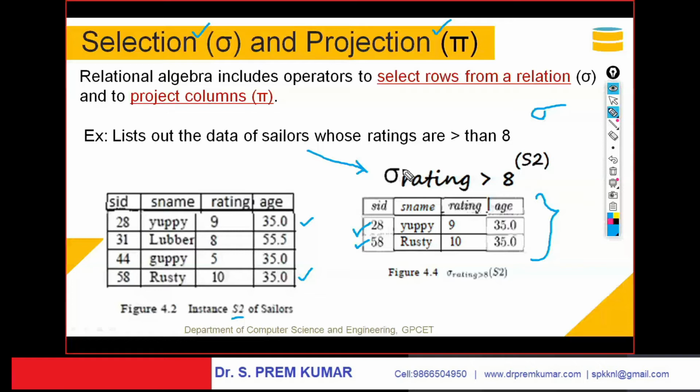This is what you need to focus on. This is called the selection operation. Select rating greater than 8: you get all the rows whose rating is greater than 8. So here, sailor ID 28 and sailor ID 58, these two rows only you will get. These two tuples you will get, the reason being their rating is greater than 8.